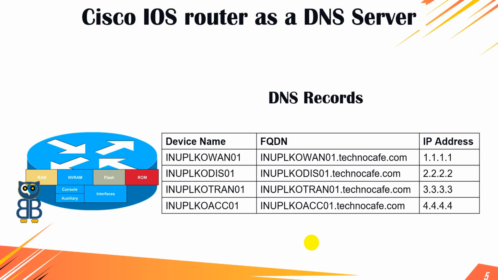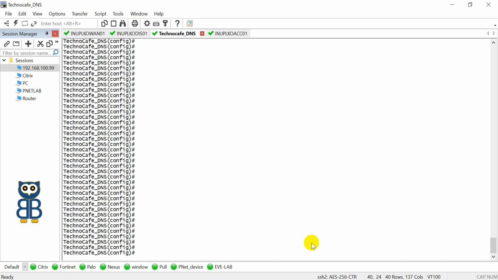In this section, I will show you how to configure a Cisco router to provide DNS services to your network and make all clients use it as a DNS server. The first step is to enable the DNS service and domain lookup on the Cisco router. All these commands have to be executed in global configuration mode.